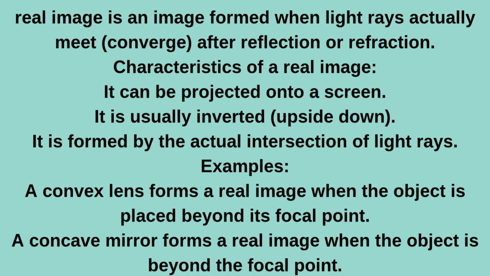A real image is formed when light rays actually meet. Such an image can be projected onto a screen. It is usually inverted. A convex lens and a concave mirror can produce real images under suitable conditions.